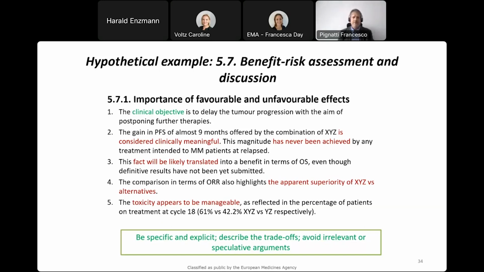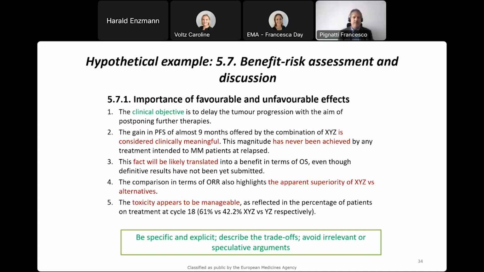The comparison in terms of overall response rate also highlights the apparent superiority of treatment versus control. Well, interesting now. So why is now the superiority even an issue? We've heard before it isn't a requirement. Now, okay, is this an important endpoint? No, you're telling me overall response is not an important endpoint. So, okay, it's superior in terms of an unimportant outcome. How is that explaining to me something about the trade-off?